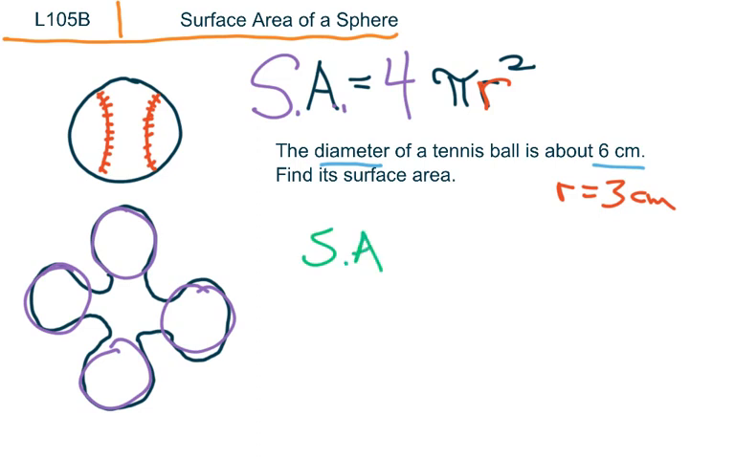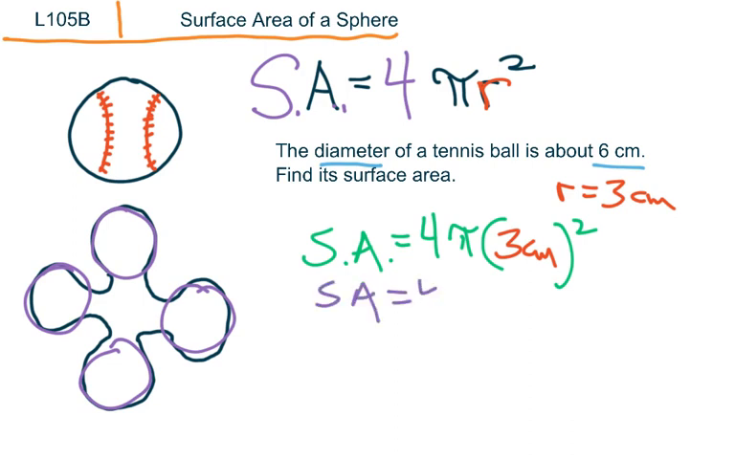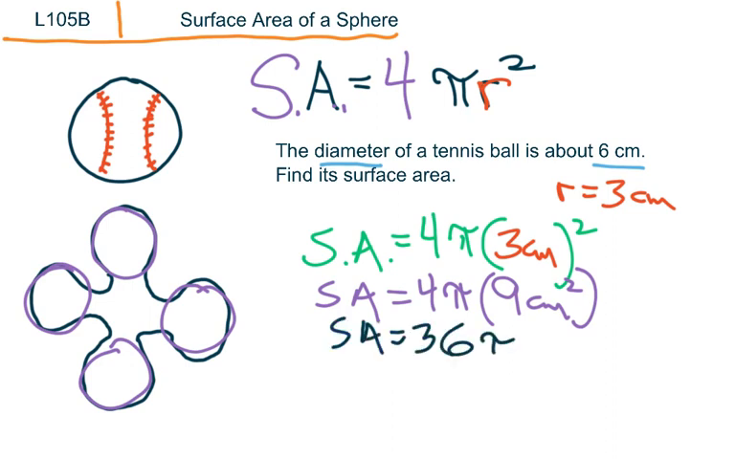Okay, let's go ahead and plug in. So SA for surface area equals 4 times pi, and then we plug in that 3 centimeters using parentheses squared. Let's keep working that. Surface area is equal to 4 pi times 9 centimeters squared. Hopefully you'd agree. Then I can multiply that 4 and 9 and say surface area is equal to 36 pi centimeters squared. And again, if they want an exact answer, there it is. We can give it to them.